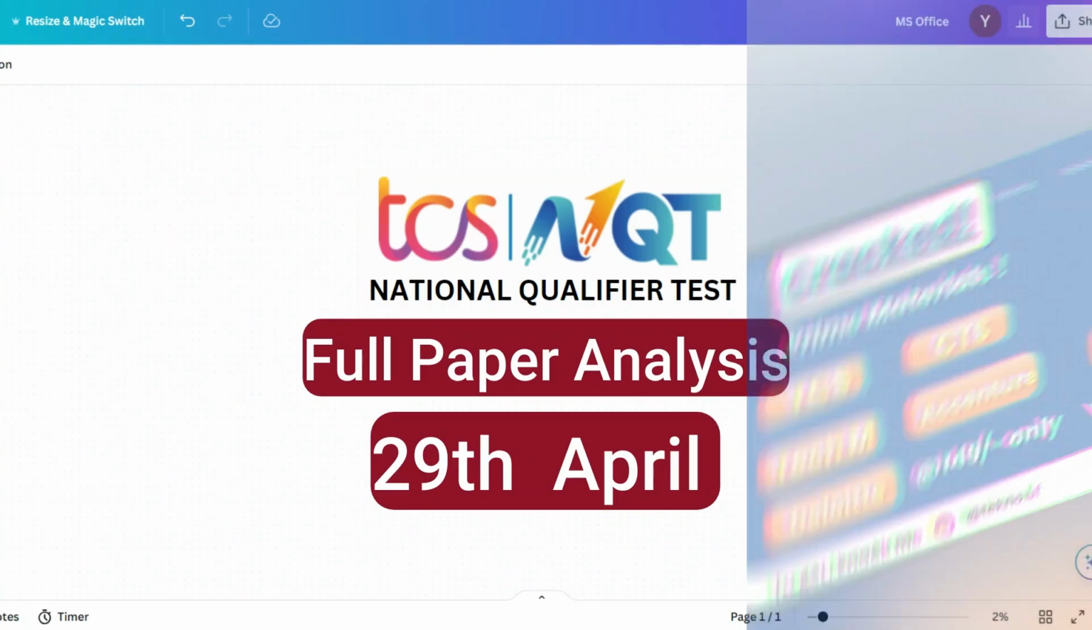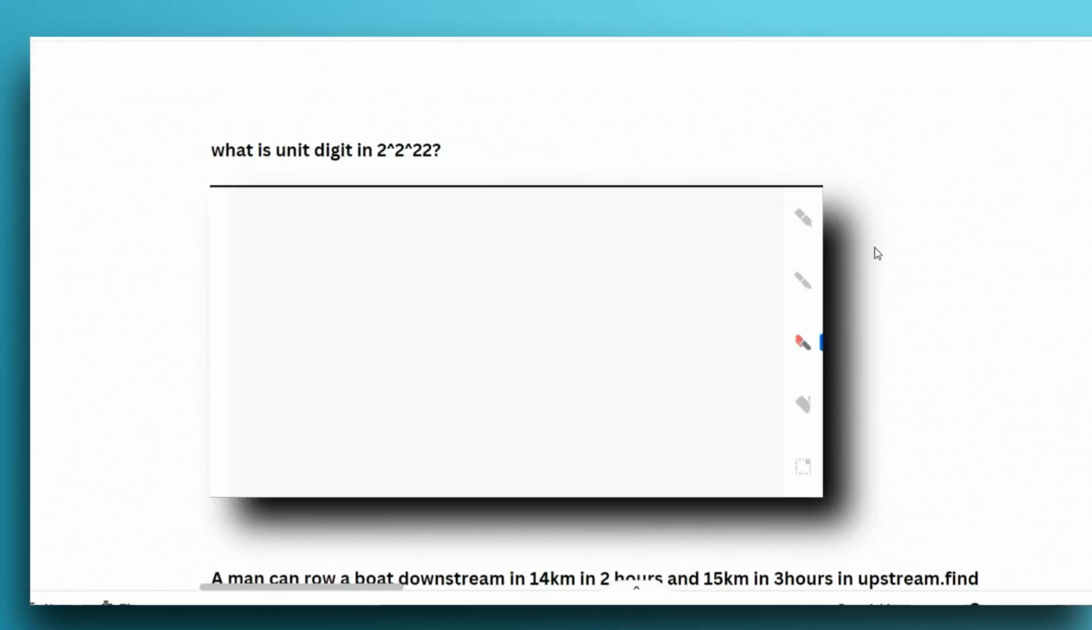So let's start with the first question. That is, what is the unit digit in 2 to the power 2 to the power 22? I hope you know how to solve. If you know, then please give the answer in the comment section. If you don't know, then let me show you how to solve those problems easily, right?